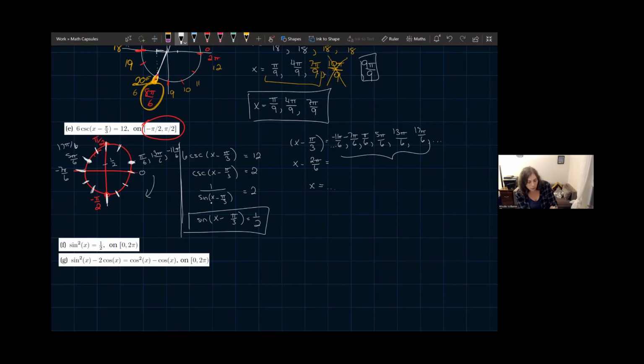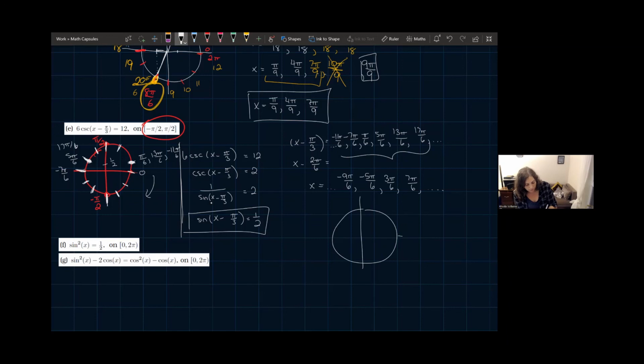-11 pi on 6 would become -9 pi on 6. -7 pi on 6 would become -5 pi on 6. I'm adding 2 pi on 6 to everything. So pi on 6 would become 3 pi on 6, then 7 pi on 6. At some point, you're going to notice that you're not in your region, so you can stop. You don't have to do all of them.